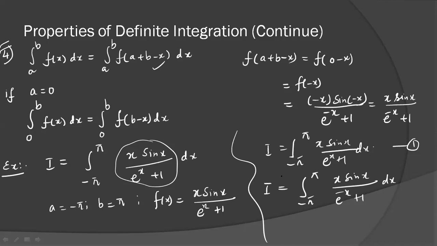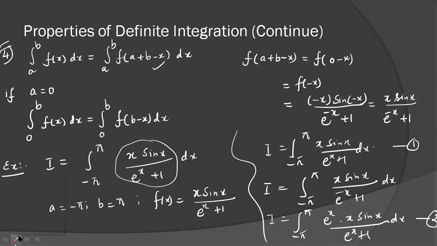Now simplify it. Take the LCM. You can write e to the power minus x as 1 upon e to the power x. Now if you write it, you will get e to the power x times x sine x over e to the power x plus 1 dx. Now call it equation number 2.